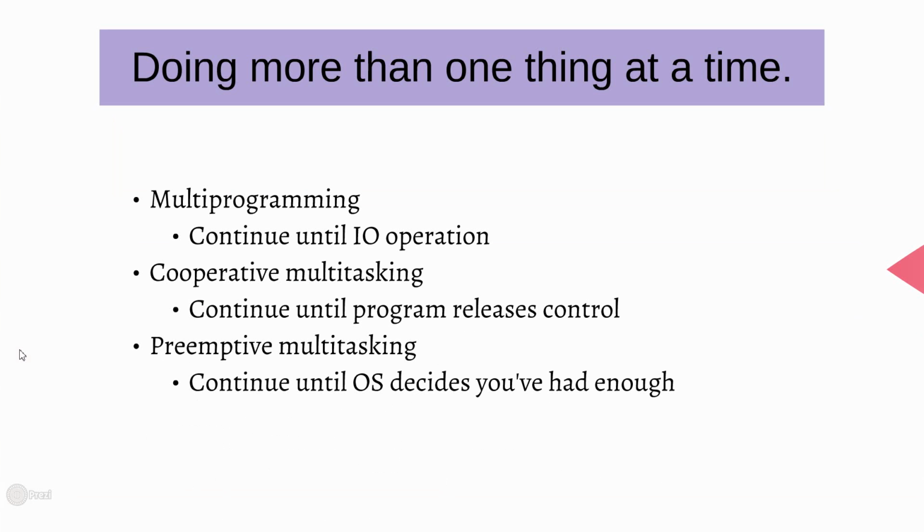Okay, so talking about how we do more than one thing at one time. This is basically how threads are scheduled, really. There are three different mechanisms for scheduling threads. There's one that's quite an old school way of doing it. It's called multiprogramming. It's a terrible name. No idea why they call it that.